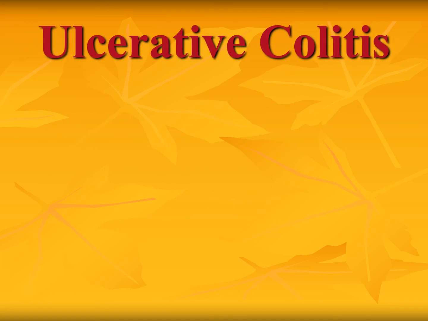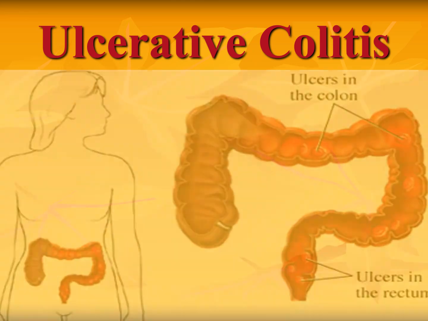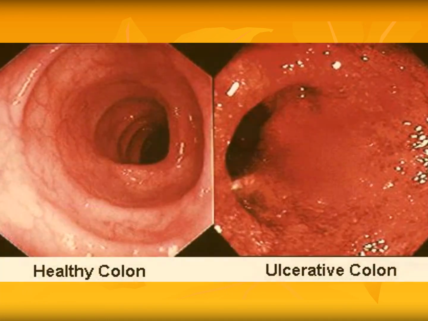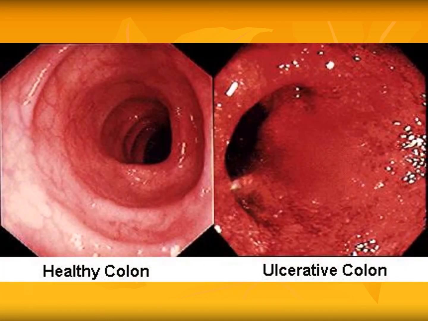Here's an illustration reflecting the ulcers that can develop within ulcerative colitis and how it's moving proximally, starting at the rectum and then moving up through the left side of the colon into the descending colon. Here are endoscopic photos. On the left side is an example of a healthy colon. On the right side is an example of a colon with ulcerative colitis.